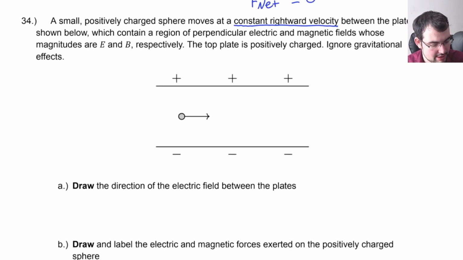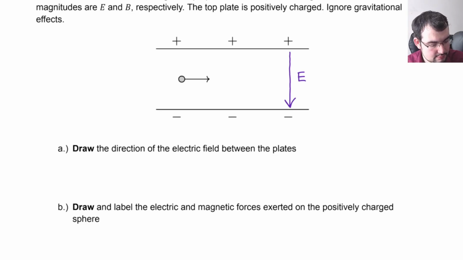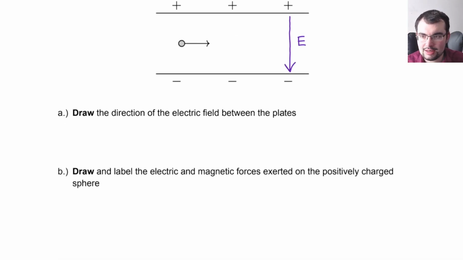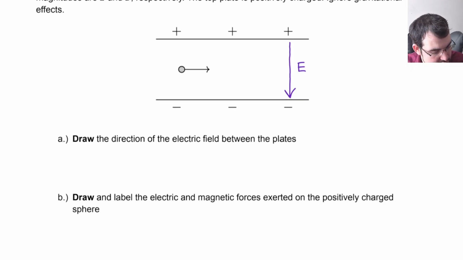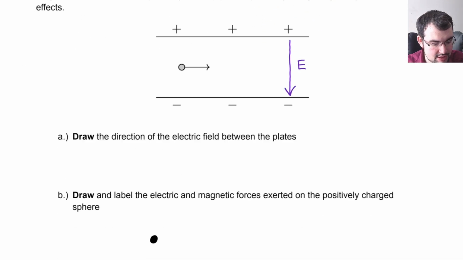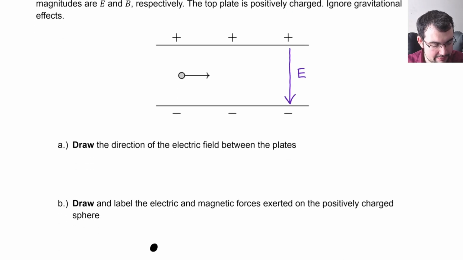So first we want to draw the E field. Well, E field, that's really easy, right? E field, source and sink, positive to negative. So my E field is just down because of the source and sink rule. Now we want to draw and label the electric and magnetic forces exerted on the positively charged sphere. So here's actually why I gave you the sign, so we could all agree on the free body. We'll see this actually doesn't affect the speed, but it will affect the directions of everything.